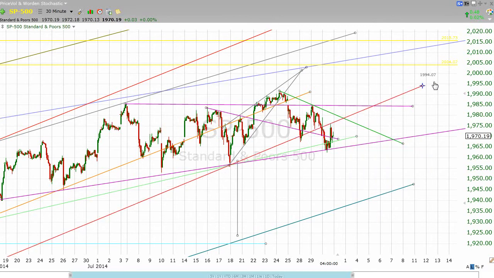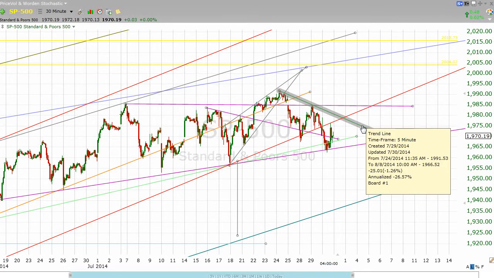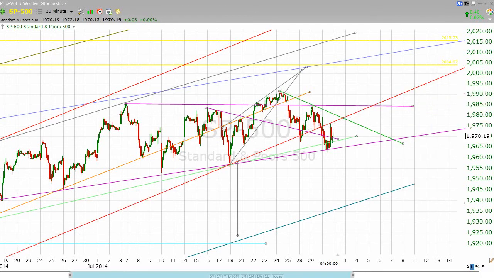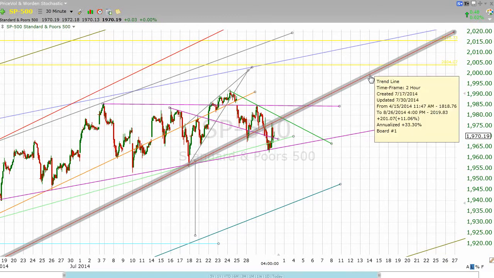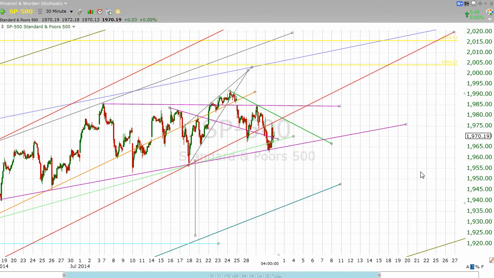Now, it is worth noting, however, that this red line is moving up at a pretty good clip. So if we were to trade sideways for a little while, there is room for the S&P to still make significant gains while never getting above this red line again. Okay? And we've seen that happen many times.